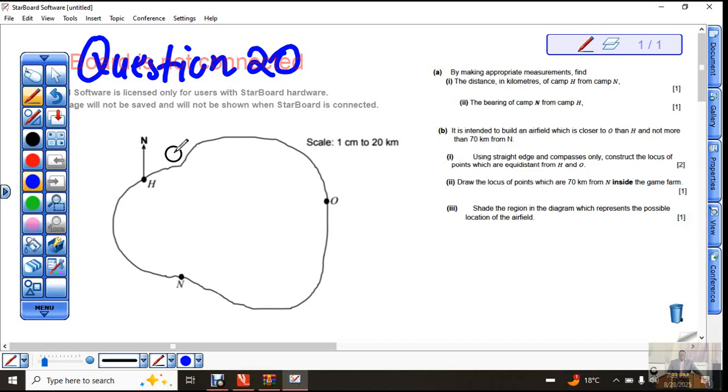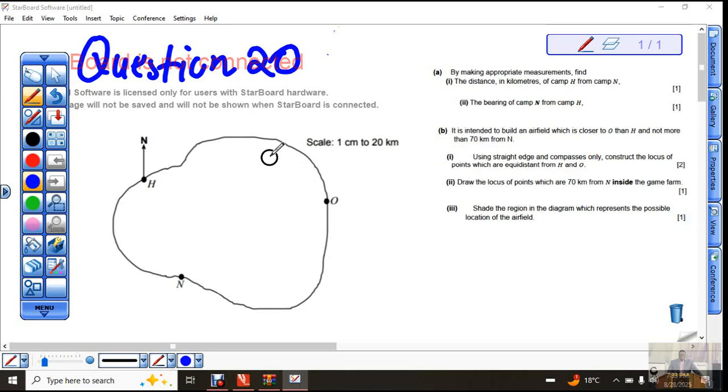Yesterday I did paper two of the Erongo region for grade 11s. So this is one of the questions there that I have left out. It's a question on construction. Now, what I'm going to do here is just show you how you should approach that question.